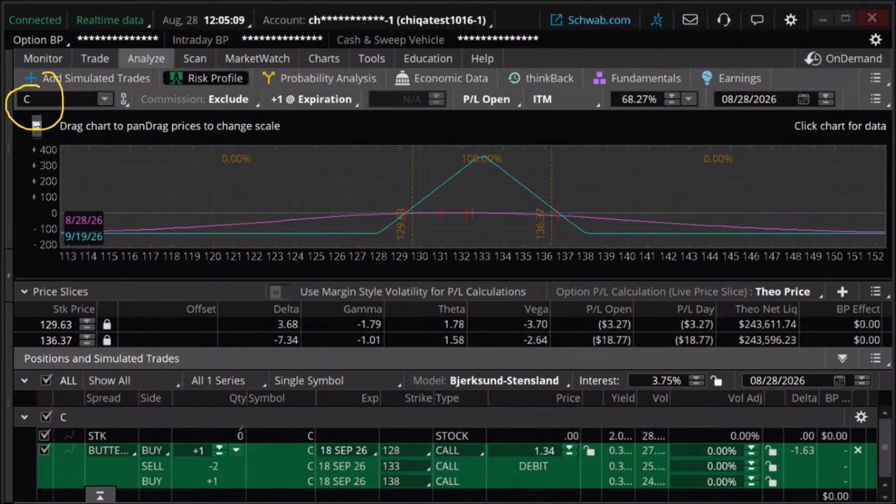And what you have is two contracts at a middle strike, okay? 133 is the middle strike here, and then $5 below and $5 above. So, equidistant, I have a long contract and another long contract. Okay, the two short contracts. Notice there's two short, one long up here, one long down there.